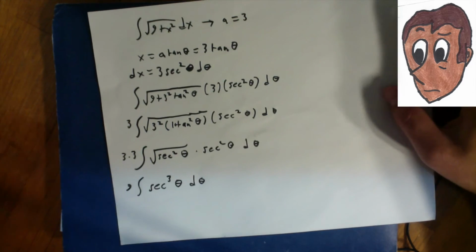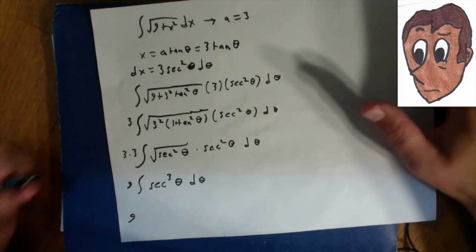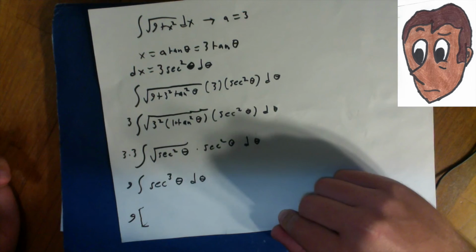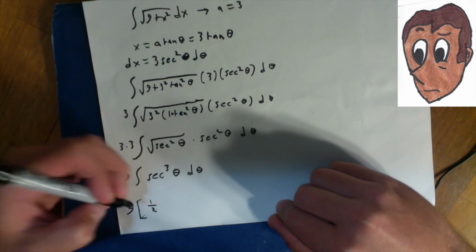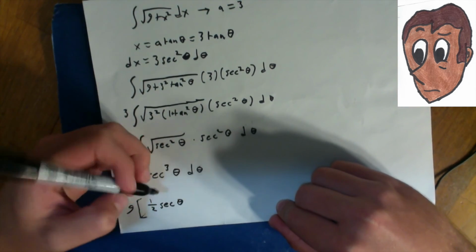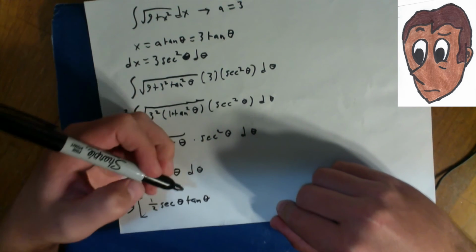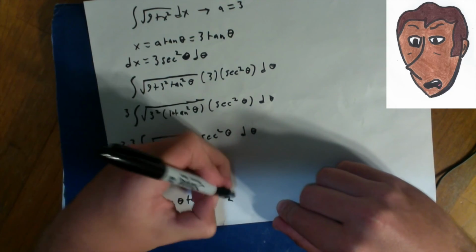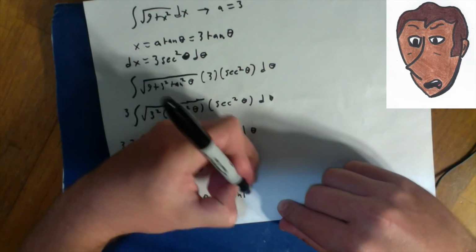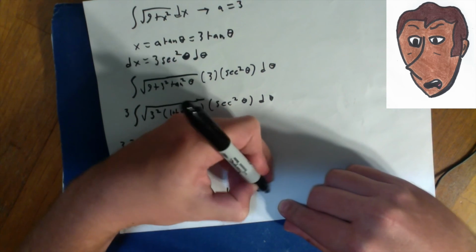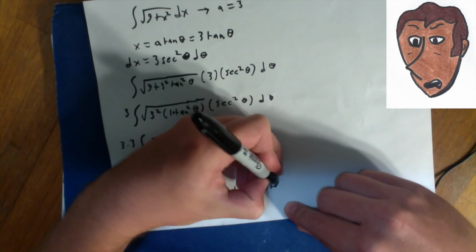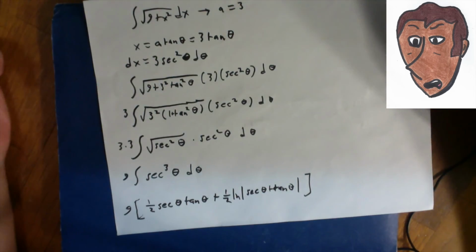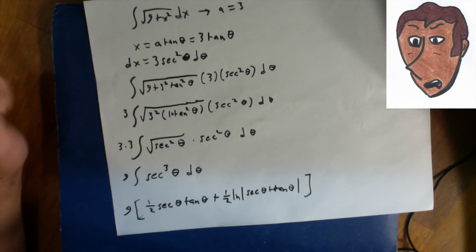So we have our constant 9, and now we have the answer, which the integral of secant cubed is 1/2 secant times tangent. But don't worry, it's not done yet. Plus 1/2 natural log of the absolute value of secant theta plus tan theta. And that's your final answer right there. It's a little long, but it's not too unreasonable.